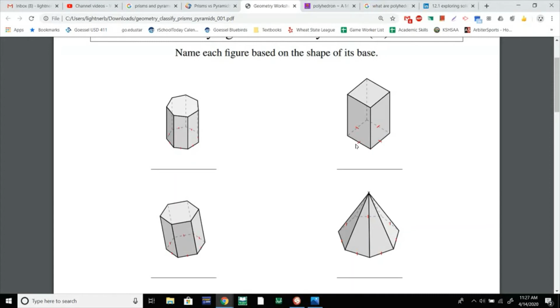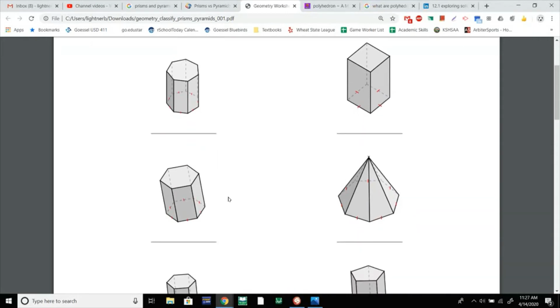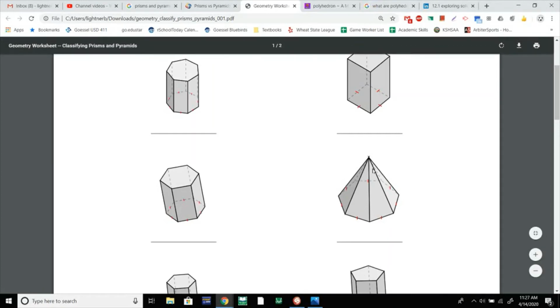This would be a square prism because you have a square on the bottom. This one, 1, 2, 3, 4, 5, 6. That's a hexagon, so this is a hexagonal prism. This one is not a prism, it's a pyramid because it comes to a point. And we have 1, 2, 3, 4, 5, 6, 7 again.